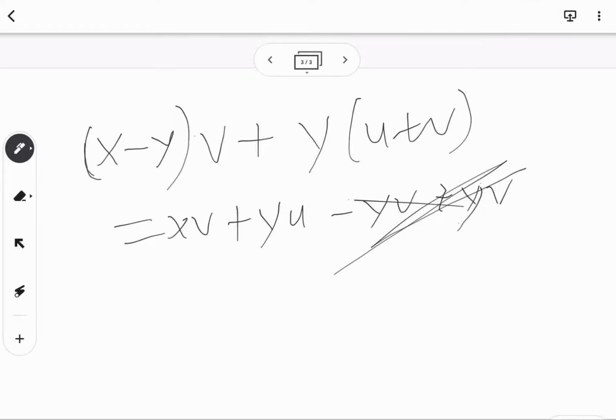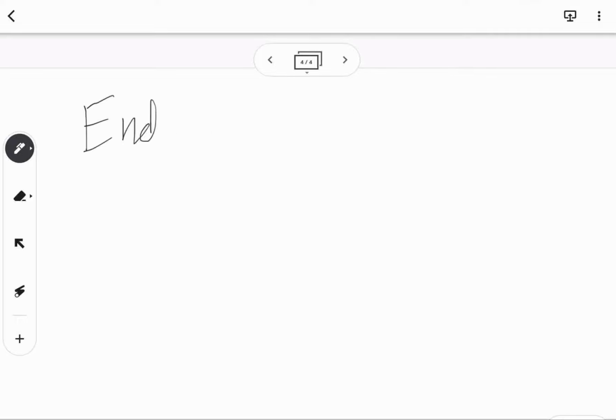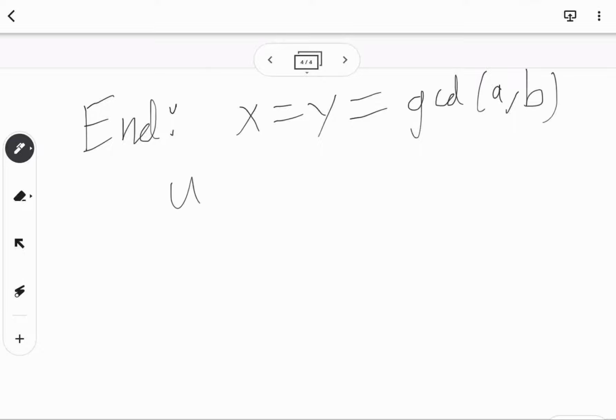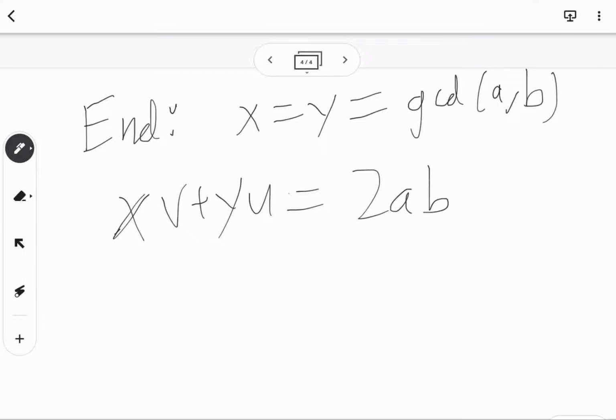So how can we use this to show our conclusion that in the end, u plus v is 2 times the LCM of a and b? So let's go back to our end state. If you remember from the Euclidean algorithm, you get that x equals y equals GCD of a and b. And then we want to somehow get u plus v. So first of all, xv plus yu is invariant, and if you remember from the start, this equals 2ab, because at the beginning, this invariant equals 2ab, so now it should still equal 2ab.